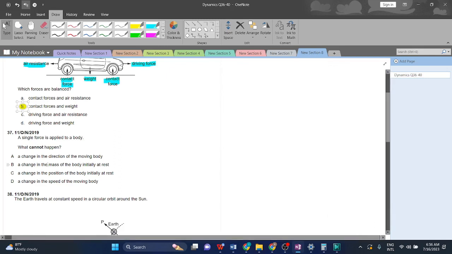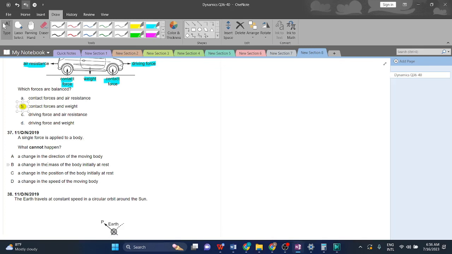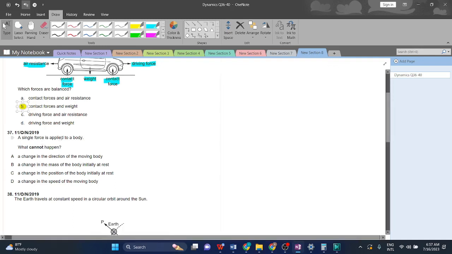C. A change in the position of the body initially at rest. Body initially at rest, उसकी position change हो सकती है if you apply sufficient force. D. A change in the speed of the moving body. What causes the body to accelerate? It's the force, right? The force can change the speed of a body. So B is the right answer because mass cannot be changed.